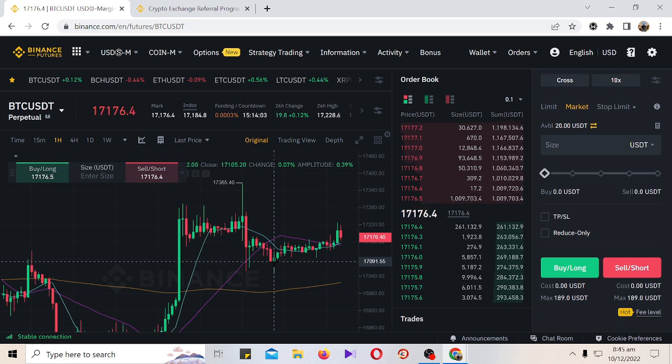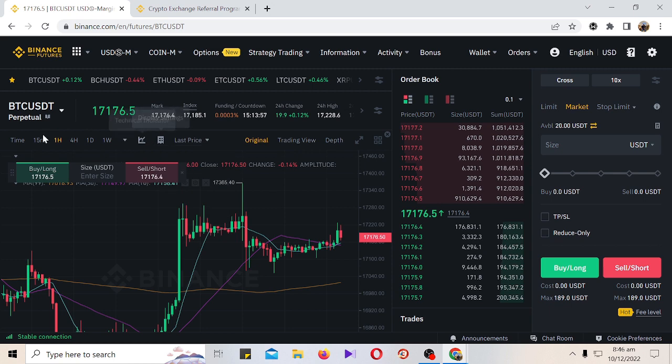Remember, I was telling you guys that before you can enter a trade, make sure you add these indicators. To add the indicators, you see we have time frame. We have 1 hour time frame. So make sure you click 1 hour time frame.